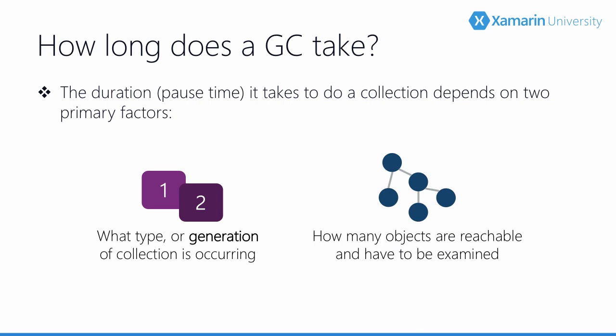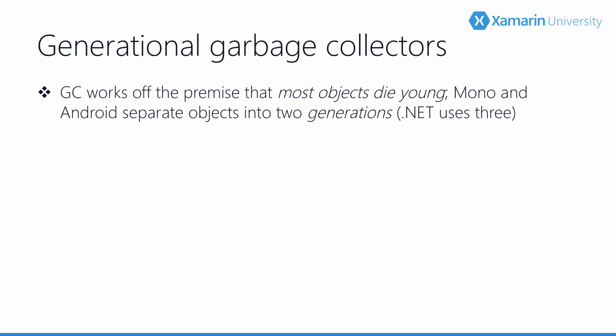So remember, when we do a GC, it has to actually start at all your roots, and it walks every single reference that each root has access to. The more objects there are, the longer that walk is going to take. And so these two things really define how long a GC is going to take. So let's look at both of these, but let's actually start with the generation.